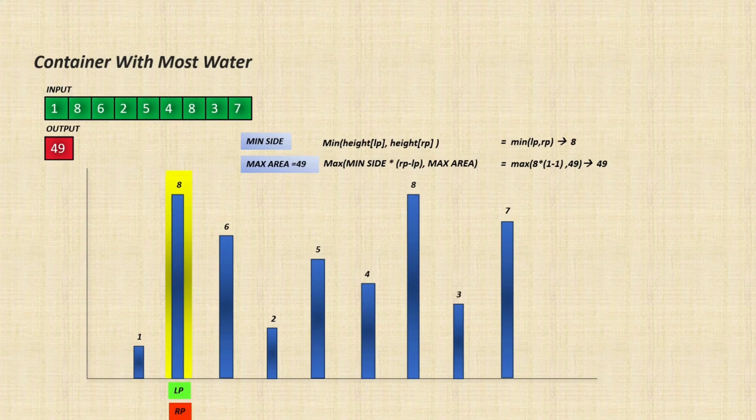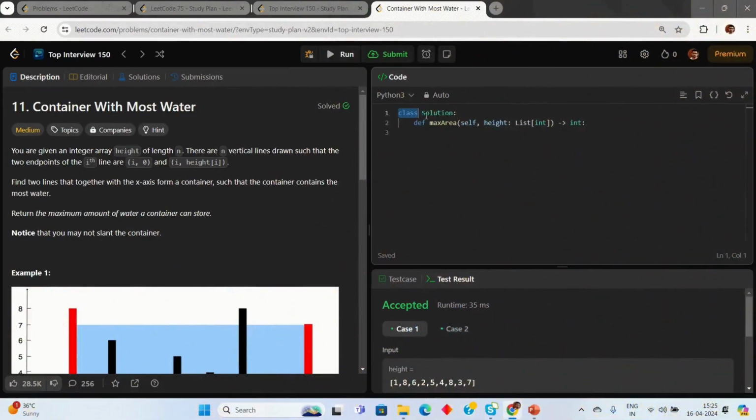So let us try to implement the approach in the LeetCode as well. Here we already have a predefined class called Solution and a predefined function called maxArea. And let's try creating two pointers, LP and RP, and assign them values 0 and len of height minus 1. And here we are also creating a variable called max area and assigning it the value 0.